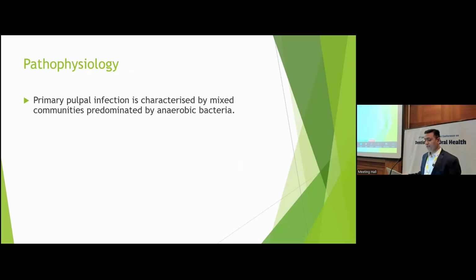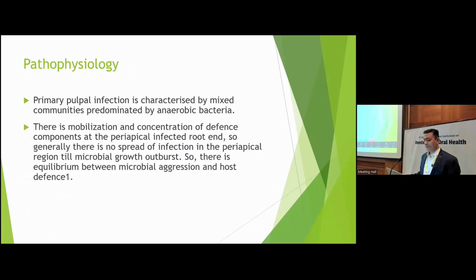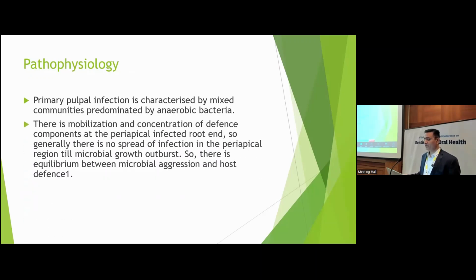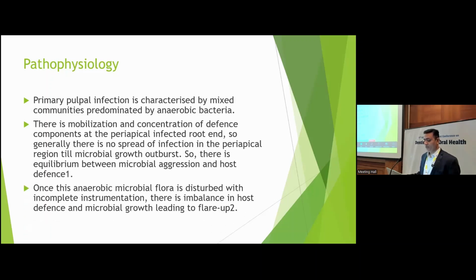Primarily, this infection is characterized by mixed communities predominated by anaerobic bacteria. There is a mobilization and concentration of the defense components at the periapical infected root end. Generally, there is no spread of infection in the periapical region till microbial growth outburst. So there is equilibrium between the microbial aggression and host defense. But once you disrupt that microbial flora by extruding beyond the apex, there is a chance of flare-up.